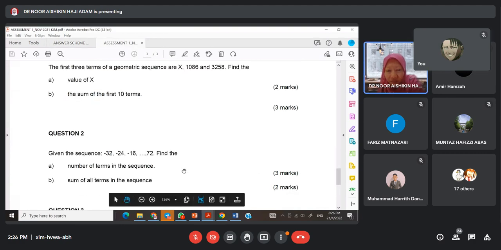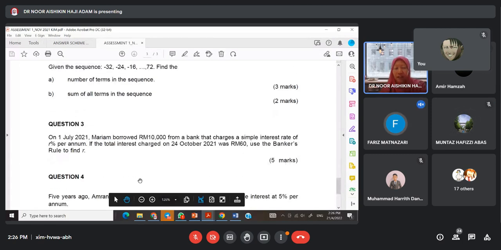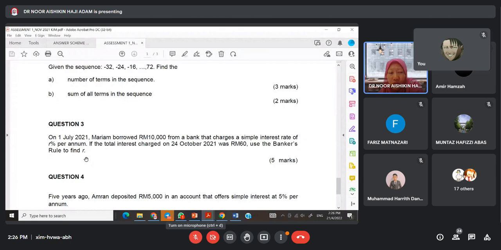Next. Question 3. Okay, ini tak masuk dalam your quiz, tapi sebab you dah belajar, jadi you dah buat kan? Dah buat ke belum? 3 and 4. Sudah. Okay, so kita boleh check jawapan lah. You nak cari R by using the banker's rule. What do you get for R?